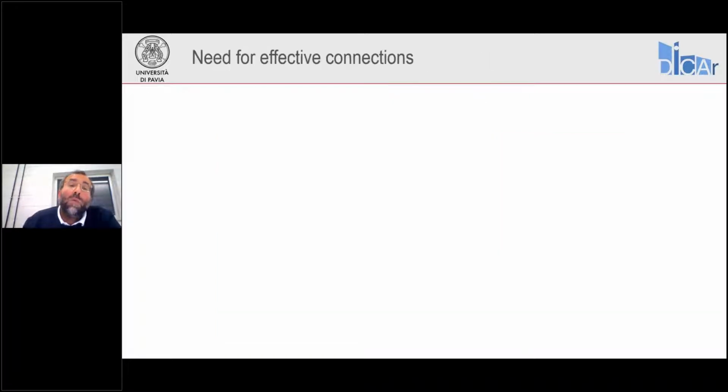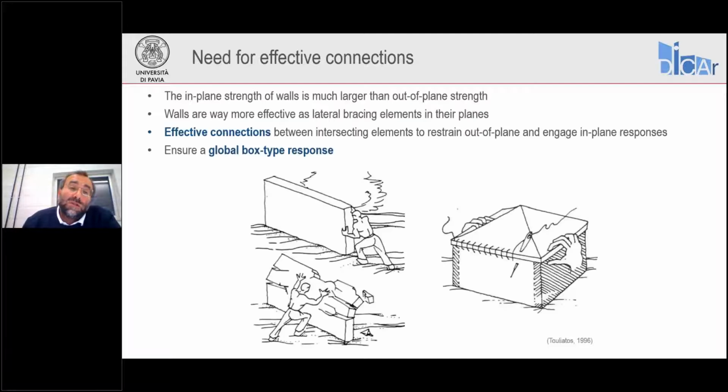However, what we want to do is to prevent the development, or at least delay it, so that we can first activate the response of these walls in their planes. Why do we want so? Well, we know that the in-plane strength of walls is way higher than their out-of-plane strength. And so this is why we want to activate their in-plane response rather than their out-of-plane response. And in fact, they can brace the building much more effectively if they respond in their planes.